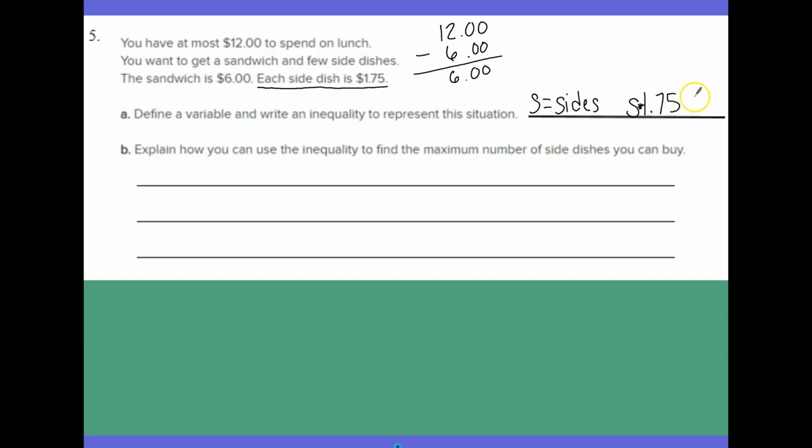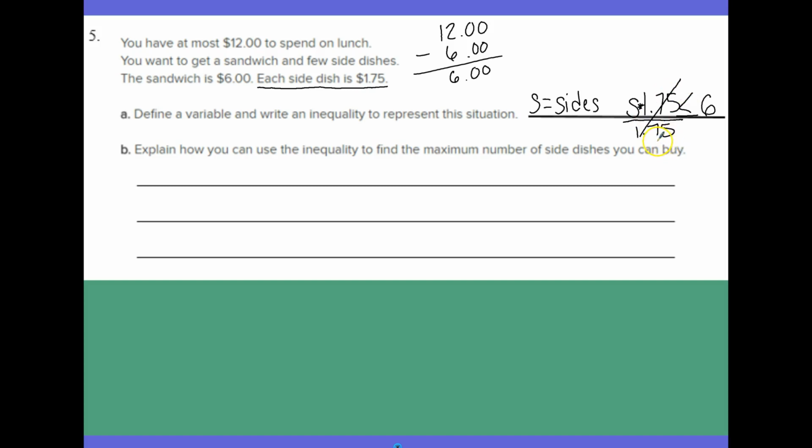Okay, so that has to be less than or equal to my $6 because I only have $6 left to spend on sides after I buy my sandwich, because I only came to the restaurant with $12 in the first place. So here's our inequality right here. So what we have to do is solve the inequality, okay? This isn't finished. So to solve the inequality, we have to get S by itself. So I need to divide by $1.75 because I want to cancel this side out and get S by itself, okay?